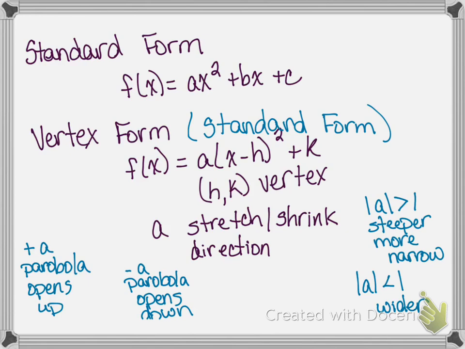The absolute value of a. If the absolute value of a is greater than 1, okay? So negative 3 has an absolute value that's greater than 1. Positive 3 has an absolute value that's greater than 1. It's going to make my graph more narrow. It's going to look steeper. It's going to look slimmer. Okay? If I have a fraction, or something less than 1, so that my a value's absolute value is less than 1, my parabola is going to be wider.